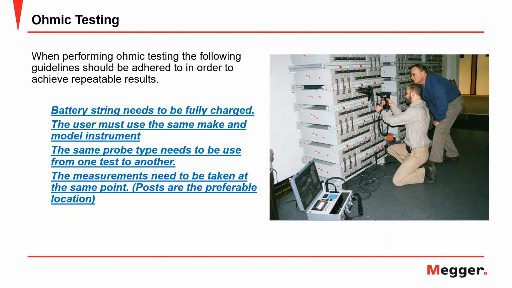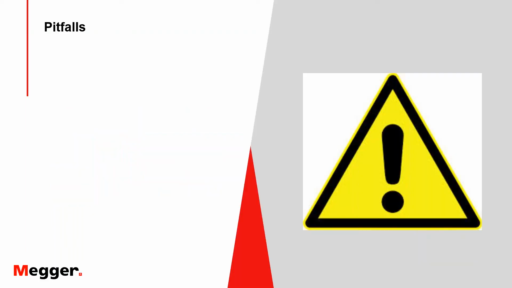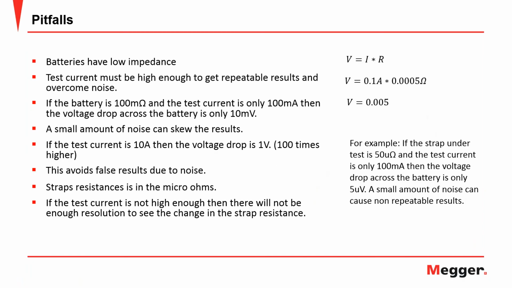Pitfalls you can run into. One, batteries have a low impedance. The bigger the cell, the bigger the capacity, the lower the impedance. So if you get a battery tester that's testing with 100 milliamps and the cell is 100 milliohms, the voltage drop is only going to be 10 millivolts. And in this case, if you're on a noisy system like in a UPS, it's very likely that signal is going to get swamped. And so you're going to actually be measuring noise and not the actual signal.